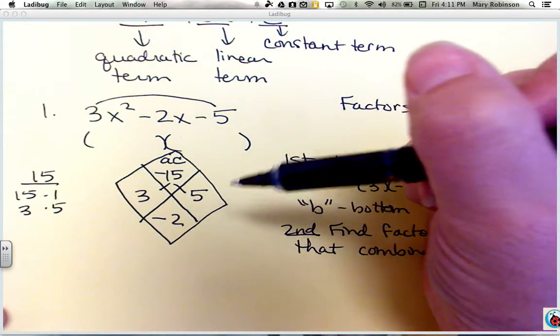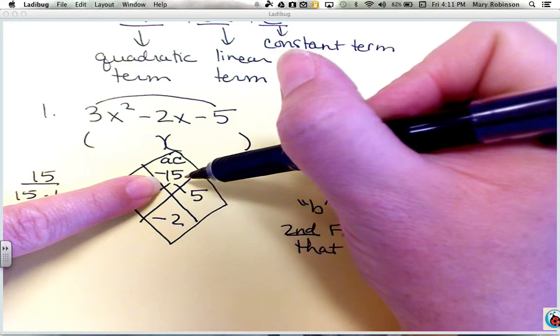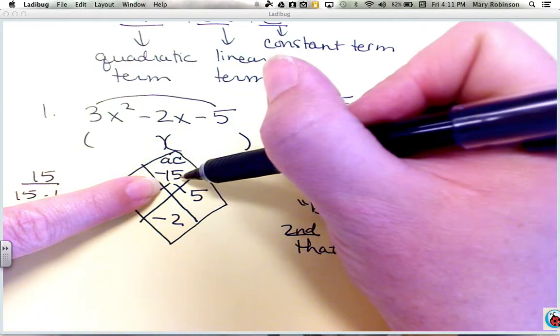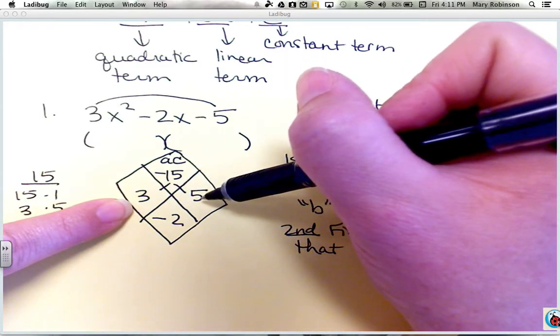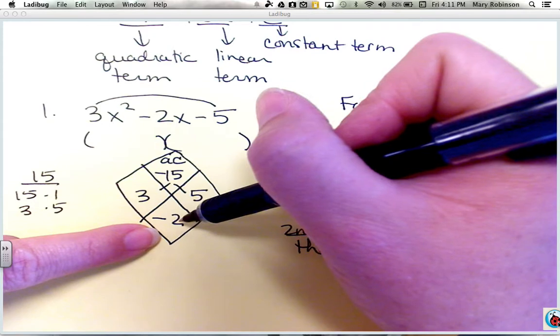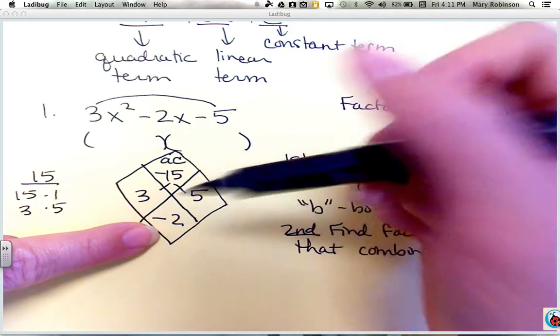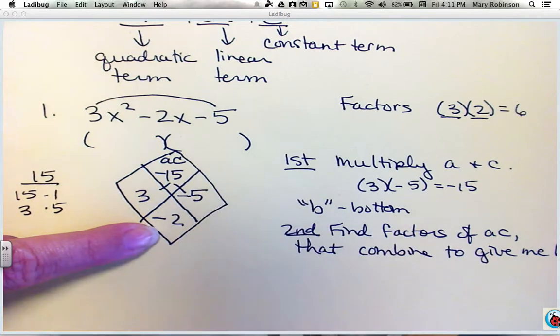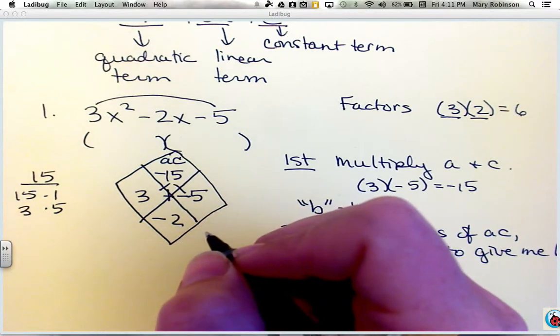But you always need to check. Now 3 and 5 when multiplied give us a positive 15. If we have a negative 15 as our product of a and c, then we need one of our factors to be negative. What determines that is whether we need a positive or a negative 2 here. So since it's a negative 2, the larger of my factors will be negative. Why? Because 3 plus a negative 5 is a negative 2.